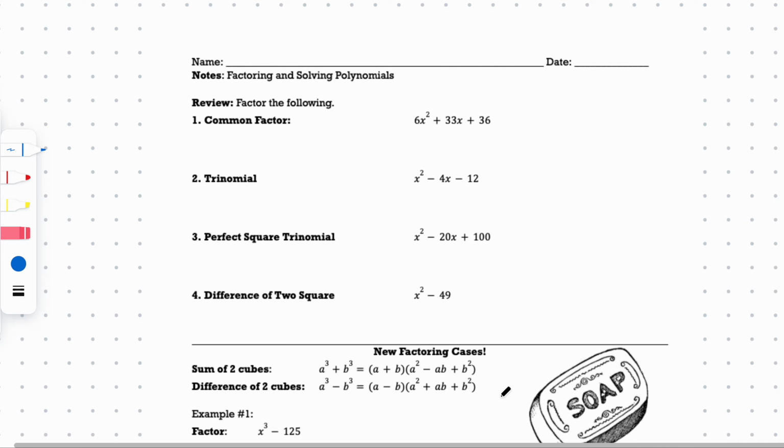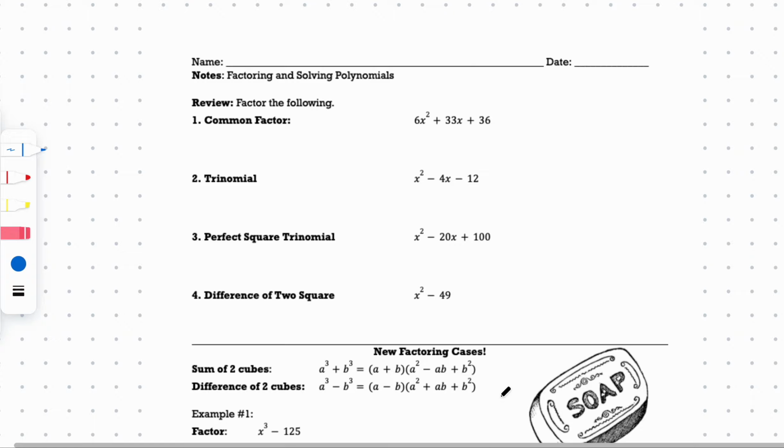It's Ryan. Today we're going to be going over factoring and solving polynomials. So far we've worked with quadratics, so second degree polynomials. But we're going to see third degree and fourth degree and fifth degree, all the way up polynomials.